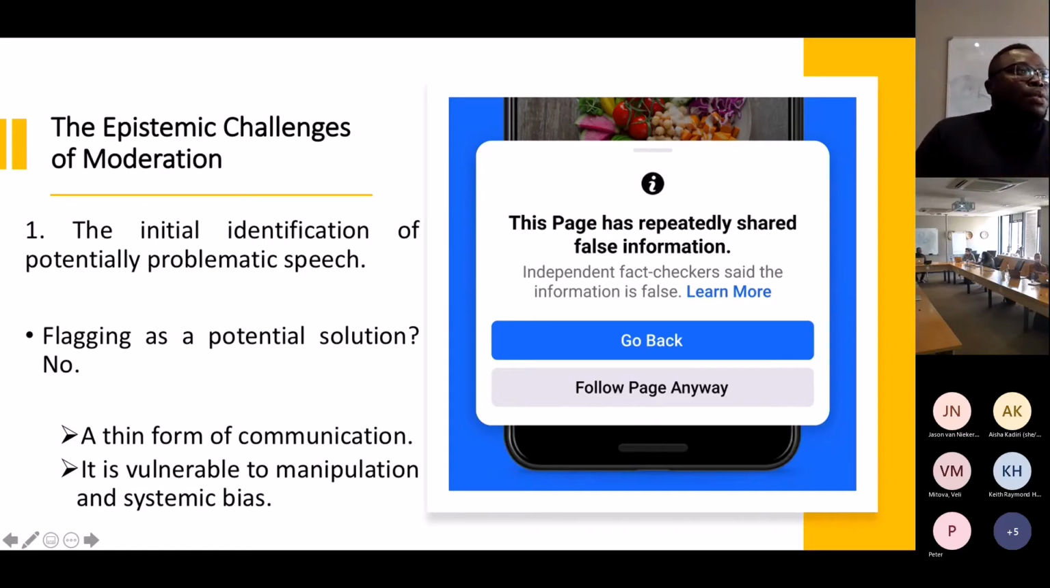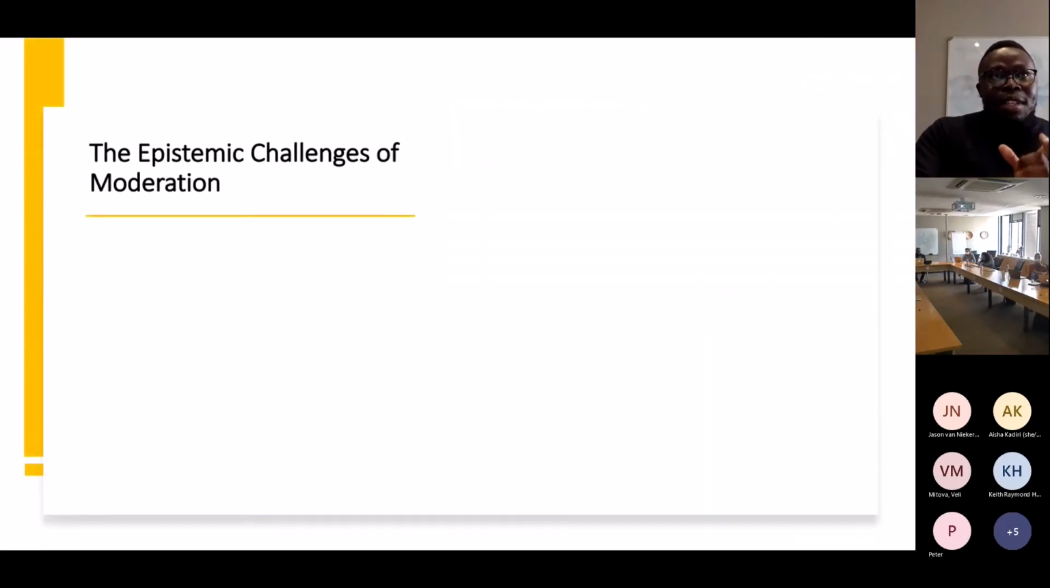And for instance, if I post something that is, I don't know, against a famous person, and they have lots of fans that think I shouldn't say things like that, they could all decide to flag my post, and yeah, my post gets taken down or my account gets blocked. So that's the first epistemic challenge.